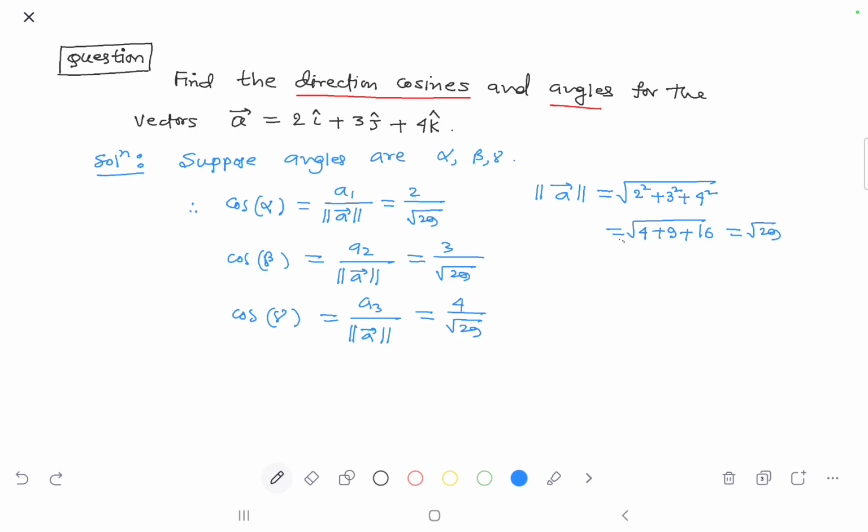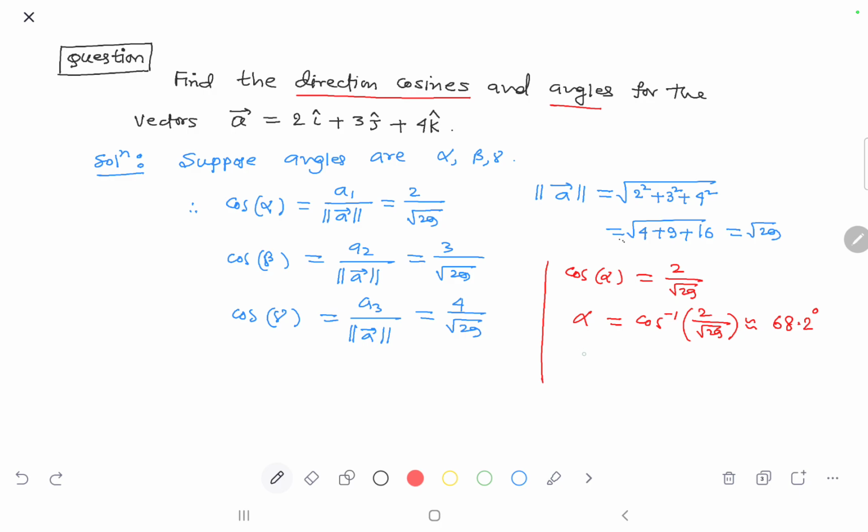Okay. Now we calculate the angle. You have to use the calculator. So for example, if you want to calculate cosine alpha, then cosine alpha equals 2 by square root of 29. So alpha, how do you get it? You have to take cosine inverse of 2 by square root of 29. If you use your calculator, you will get approximately, in decimal, 68.2 degrees. Okay.